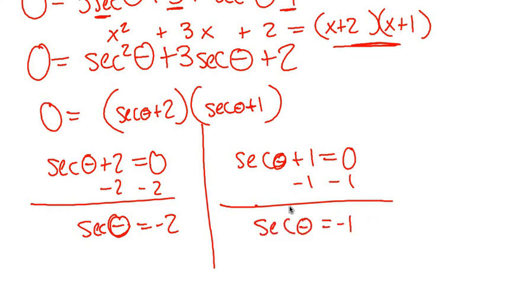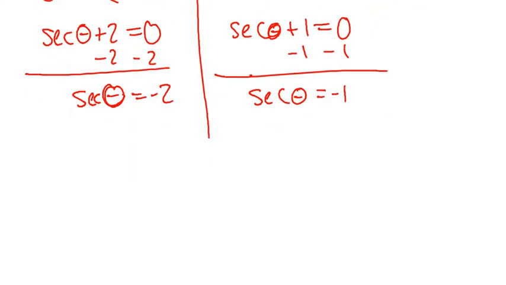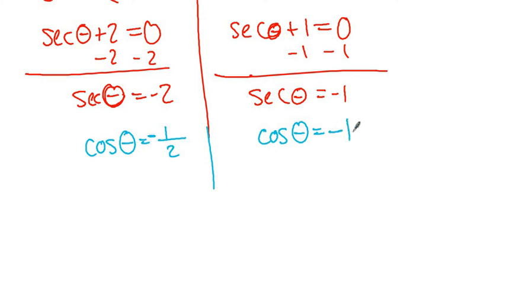Okay, so now the question is, well, we're not as familiar with secant as we are with sine, cosine, and tangent. Which one goes with secant? And the answer is cosine. And cosine is the reciprocal of secant. So if secant is negative 2, cosine would be 1 over negative 2, or negative 1 over 2. Same thing over here. If secant is negative 1, cosine is the reciprocal of negative 1, which is still negative 1. Okay, so how do we find out what those angles are?